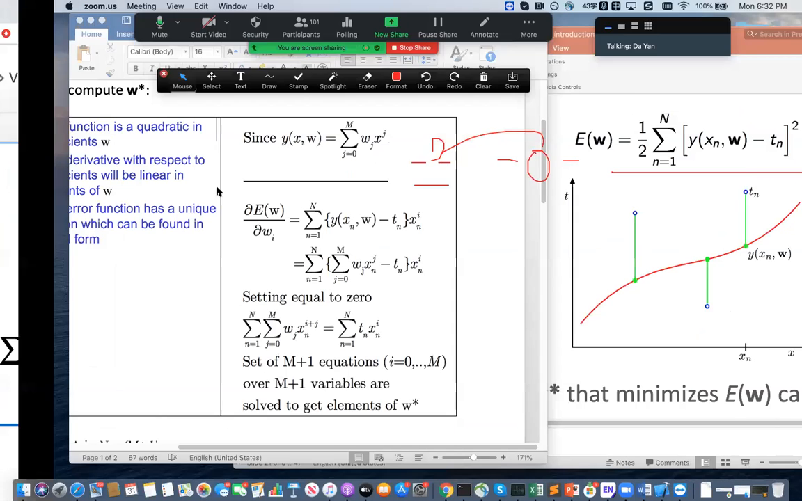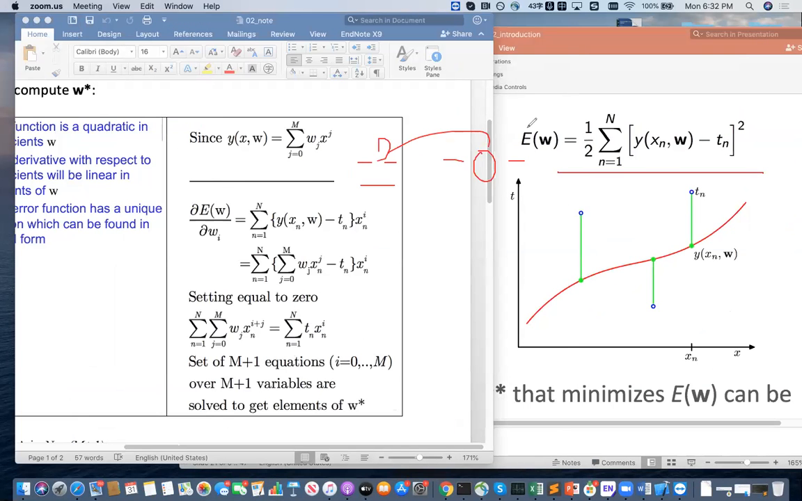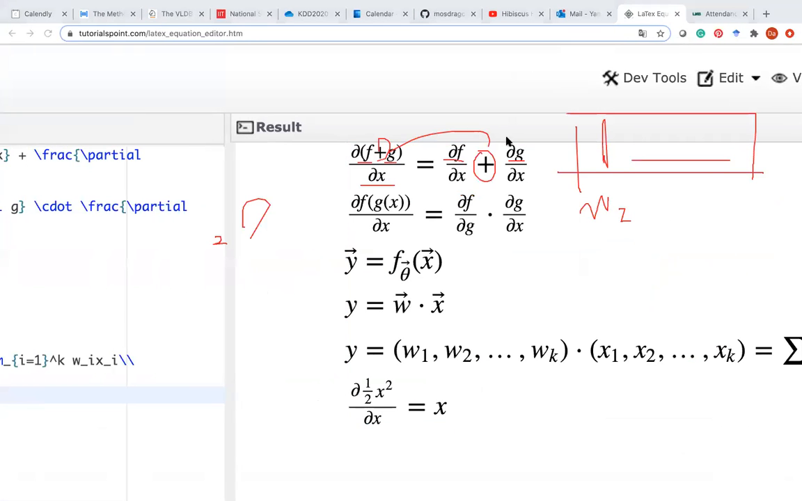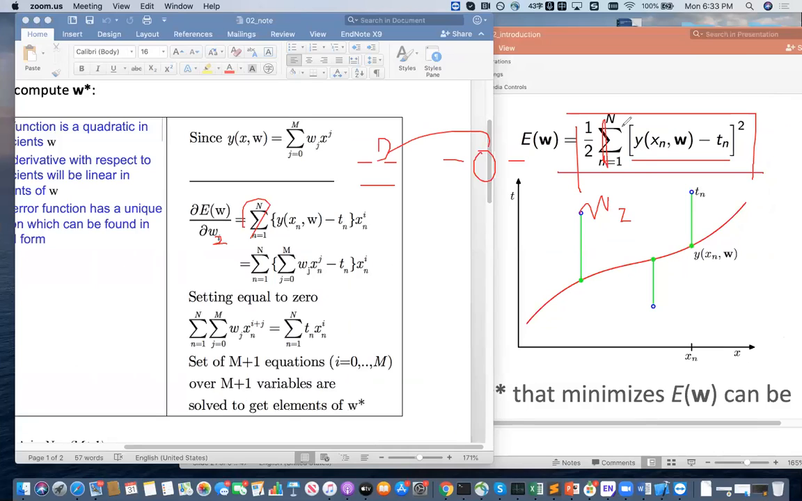In our case, if you go back to here, you want to take the derivative to a particular w, let's say w2. The first thing is that you take the sum out, and you just take a partial derivative to each item, because the sum can be taken out. Secondly, you need to notice that this item is a function of y, and y itself is a function of w. This is what we are doing.